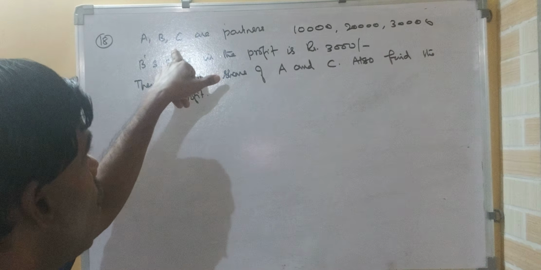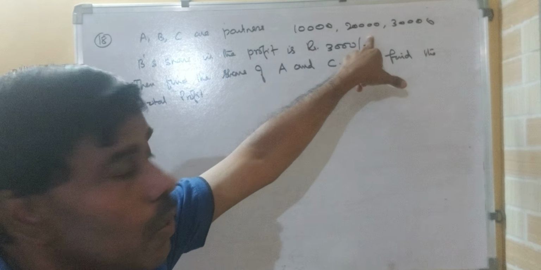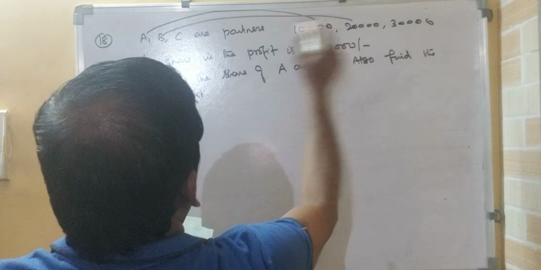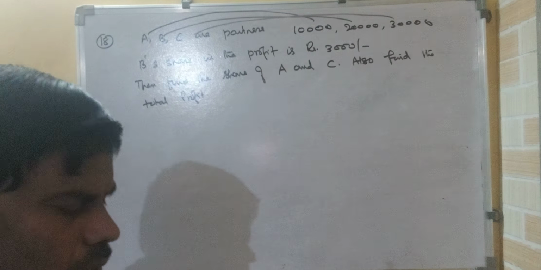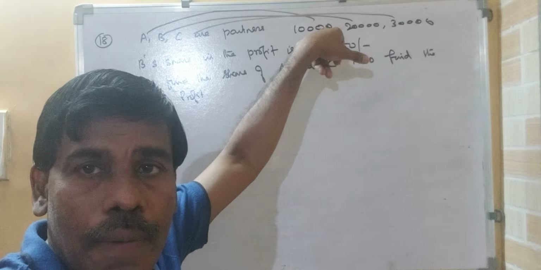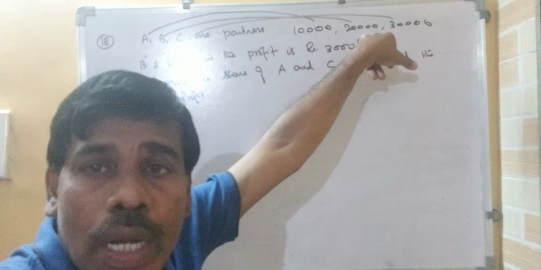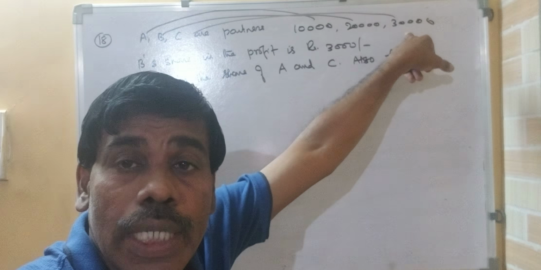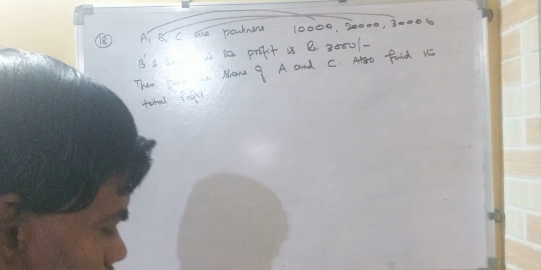Now look at this. Partner A brought 10,000 rupees to the business. Partner B brought 20,000 to the business. Partner C brought 30,000 to the business. Okay. So now the profit also should be distributed. See, suppose A has put in 10,000, so he should get less profit. Since B has brought 20,000 to the business, he should get a little more profit, and since C has put in 30,000, he should get more profit than A and B. Okay, now how to do that?